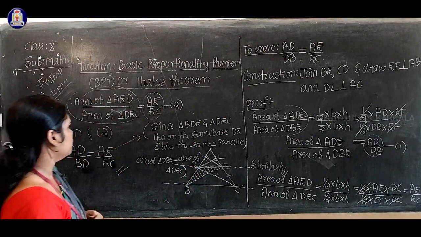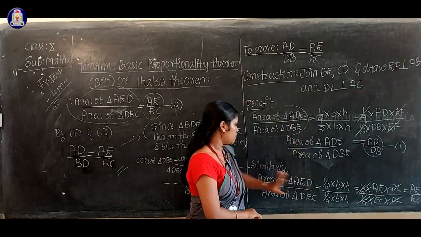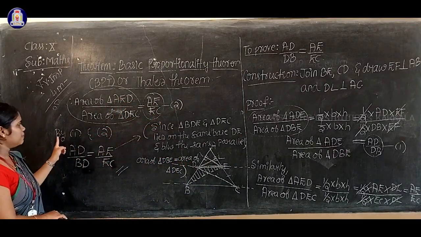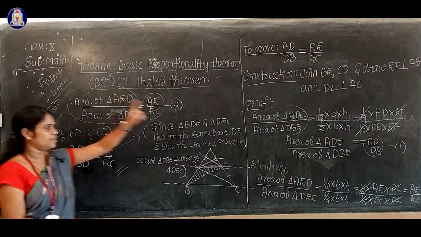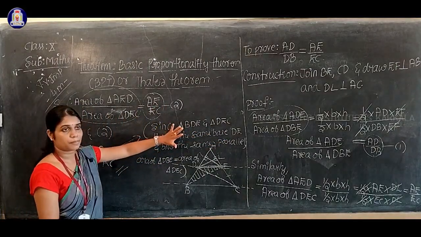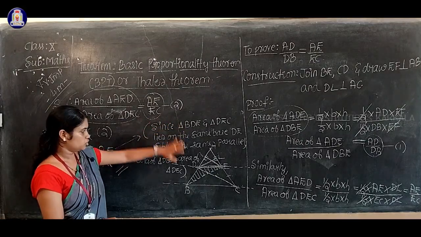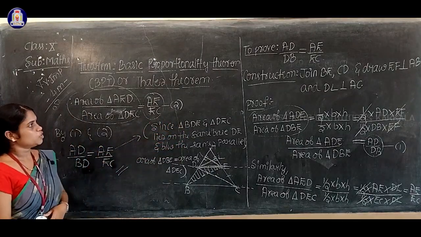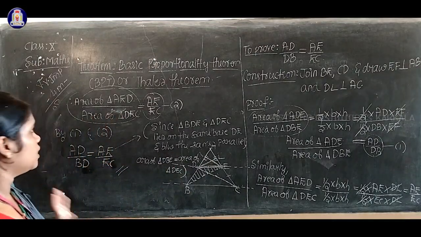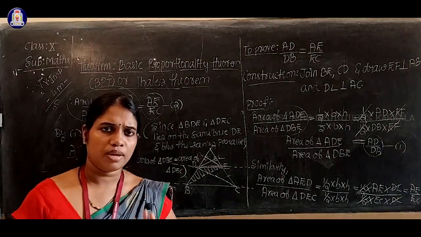In the exam you just write this part. Directly you can say by equation 1 and 2, just equate these two. But remember, the condition is important, and you should write the reason. So this is what we have to prove. This is a very, very important theorem, a 4 marks theorem and a definite theorem.